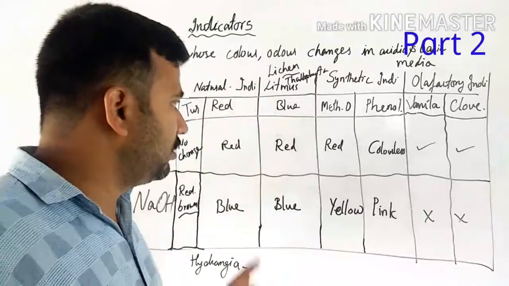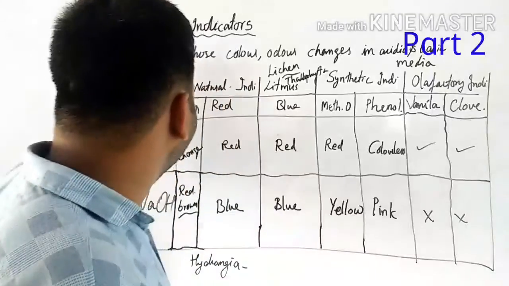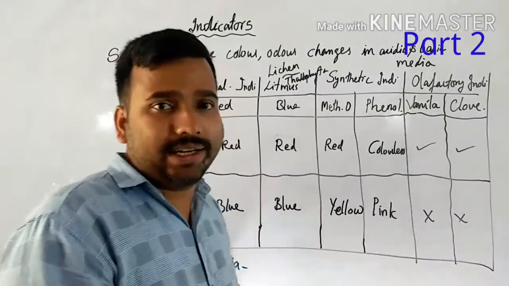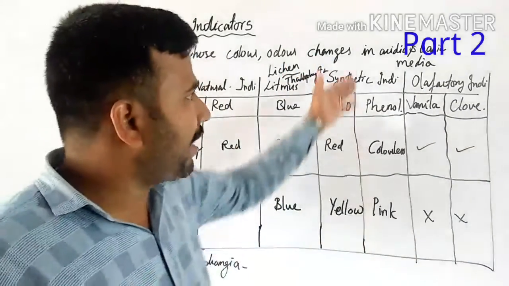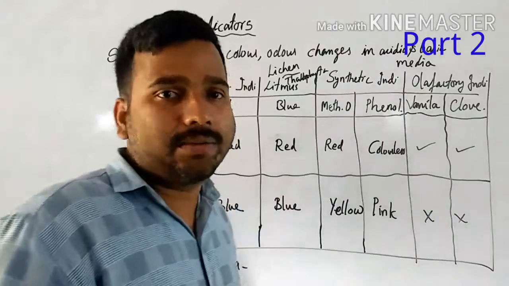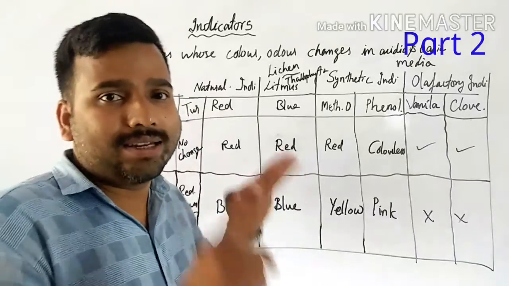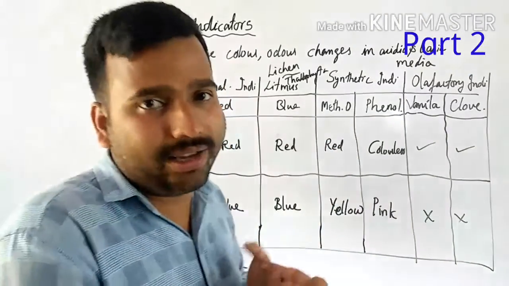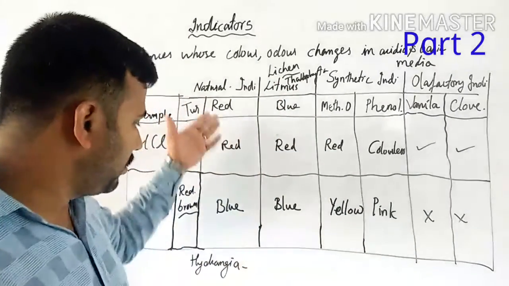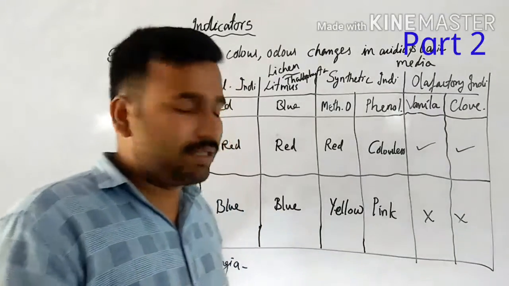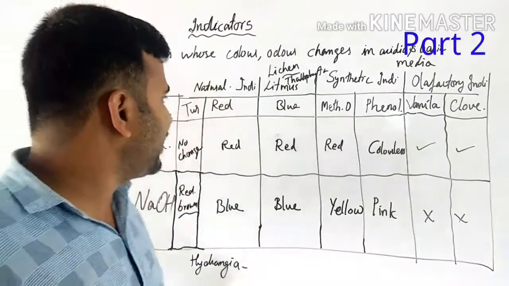So we can understand the given substance accordingly using these different indicators. Once more, what do we mean by indicators? Indicators are the substances whose color or odor changes when they come in contact with any acidic or basic medium. There are three types: natural indicators, synthetic indicators, and olfactory indicators. Natural indicators include turmeric, the juice of hydrangea flower, and petals of red cabbage leaves. These are all natural indicators.